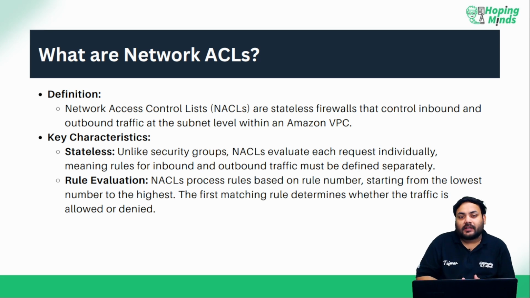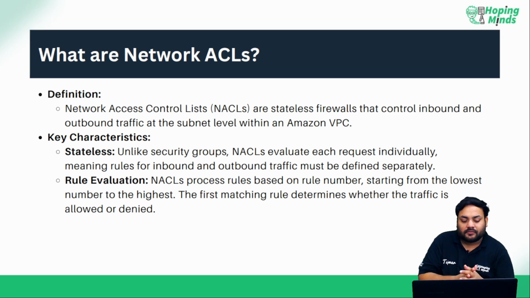So what is a network ACL? ACL stands for Network Access Control List. It's basically a stateless firewall that controls inbound and outbound traffic at a subnet level within an Amazon VPC. So it is something like how the traffic can come, how the traffic can go, and who can visit, what will be the traffic. So it is an access control list.